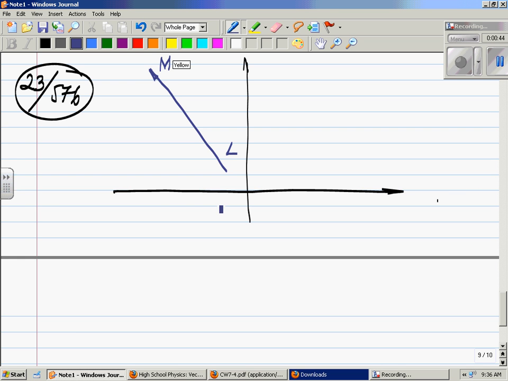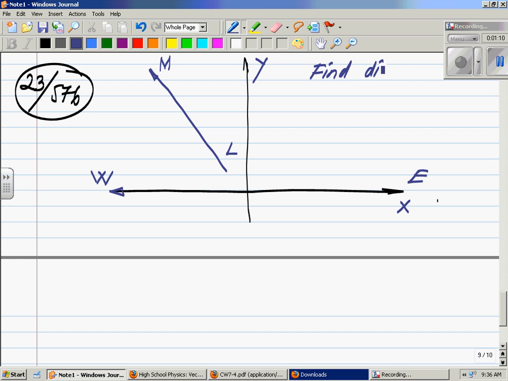LM. And also they're telling me that I'm using for the x-axis the direction west. So the x-axis is actually the west-east direction. What else? They're telling me to find direction relative to west.